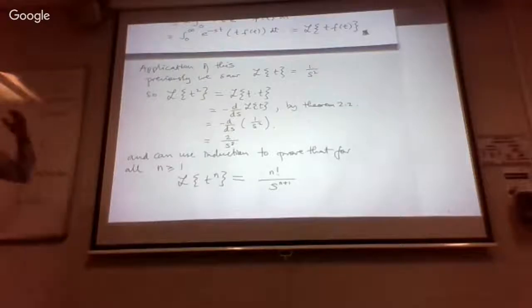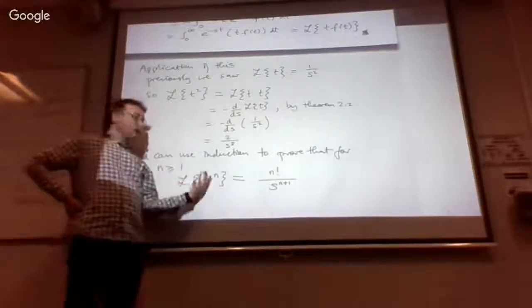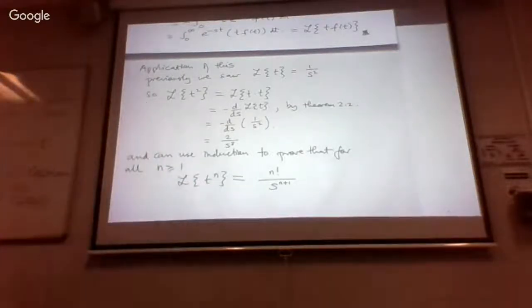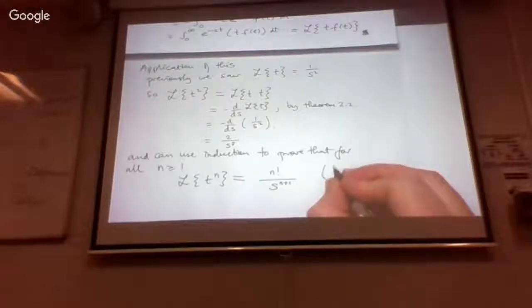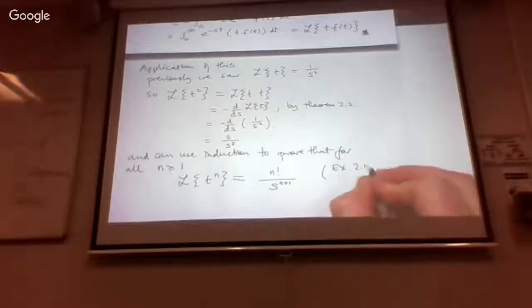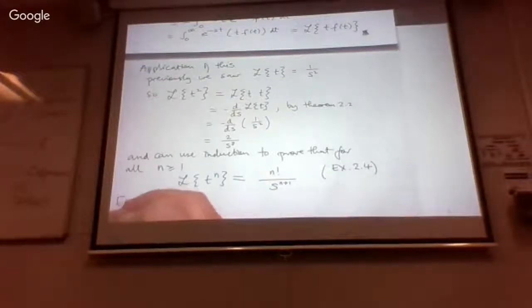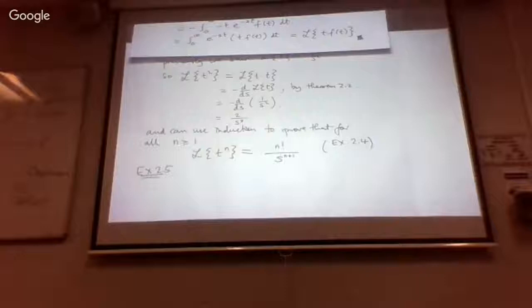So suddenly we know what the Laplace transform of any power of t is. So that was example 2.4. Another, example 2.5: without any significant extra work, just putting together the results we already have, we can now say what the transform of any polynomial is.